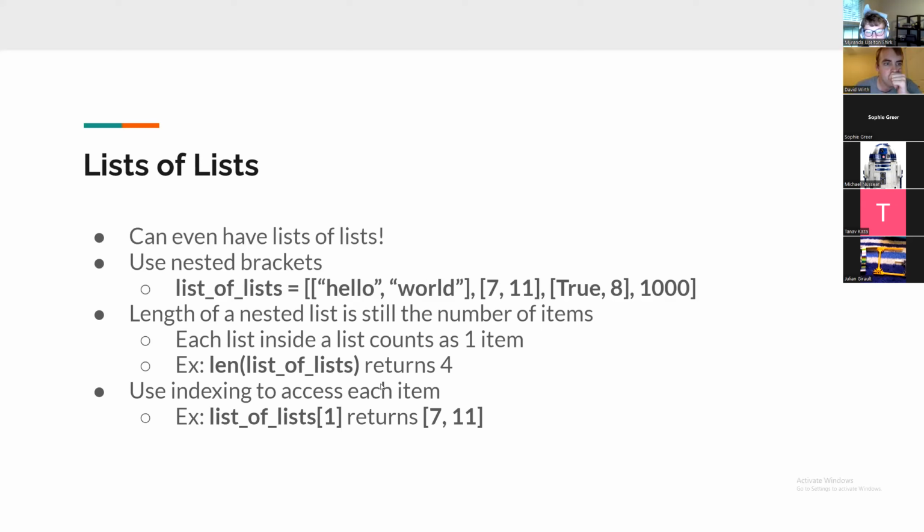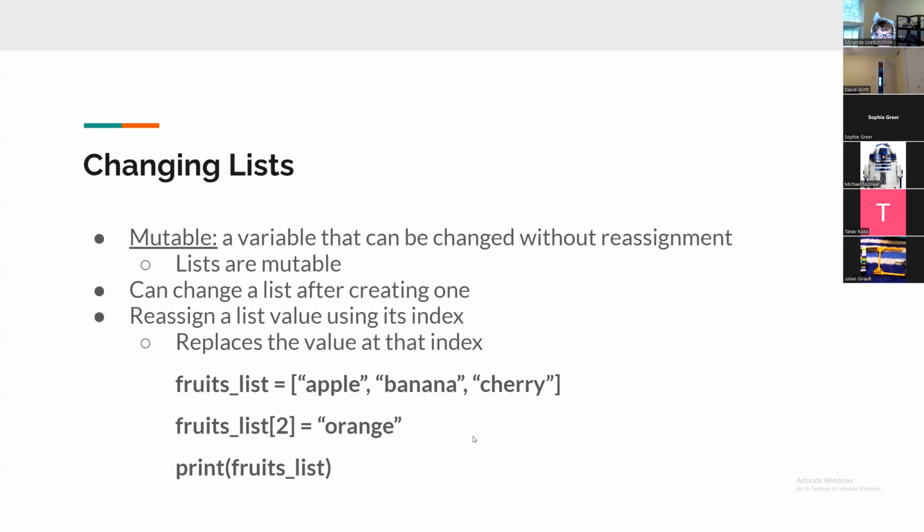And you can also still use indexing to access each of these items. Just like when you count for the length, you count each list as 1, and you still count each list by indexes. So this first list would be index 0, second would be index 1, index 2, and index 3. You treat anything inside the list as its own item, as long as it has this comma here. So if we said list of lists 1, we would get this list here, 7, 11.